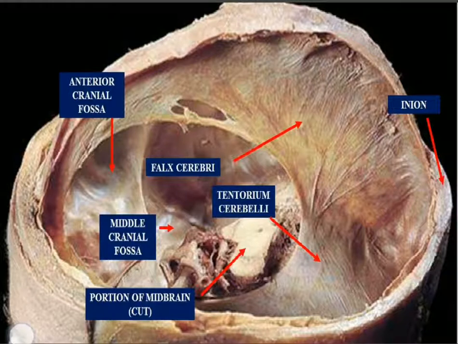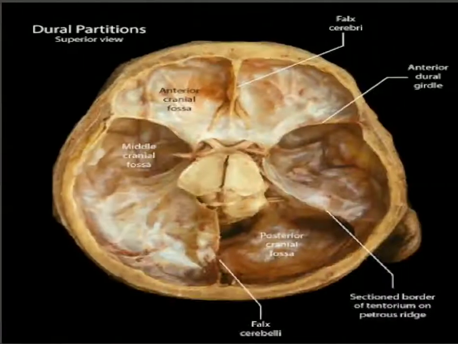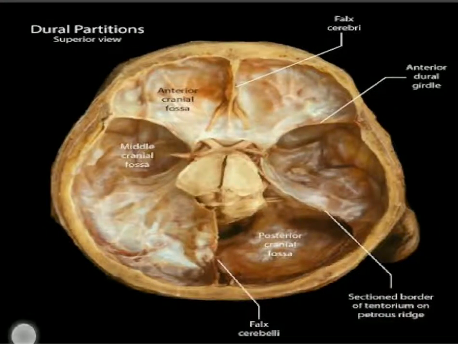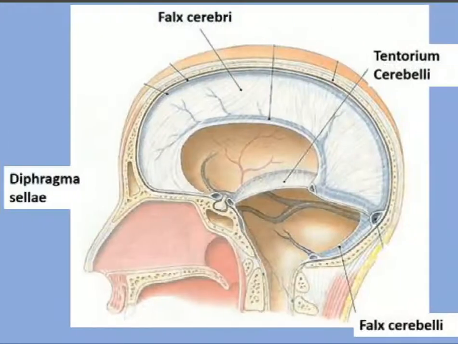This is again tentorium cerebelli, forming the roof of the posterior cranial fossa. Again the same cut portion. From this side it has been cut to show the posterior cranial fossa. So if this is the posterior cranial fossa, the membrane above is forming the roof of this fossa. Again a figure that shows all the different foldings of the dura mater, that is the falx cerebri, falx cerebelli, tentorium cerebelli, and the diaphragma sellae.